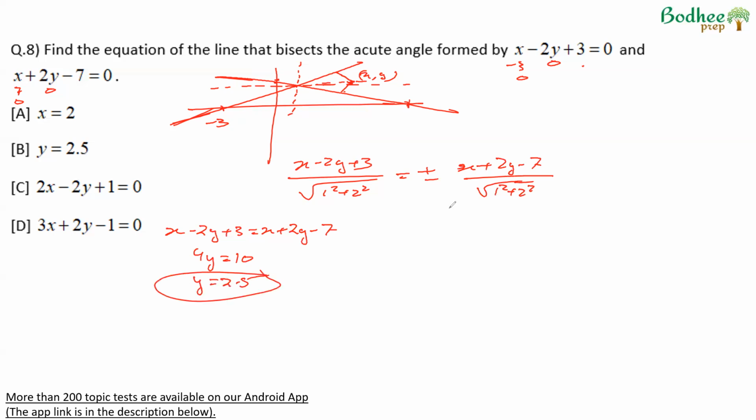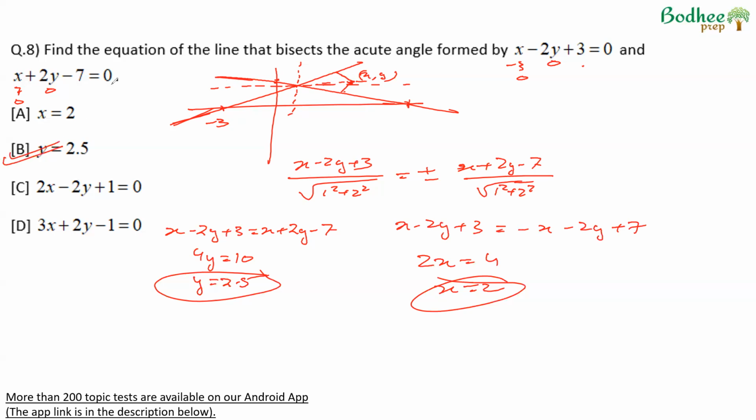This is one possibility. The other is we take the negative: x minus 2y plus 3 is equal to minus x minus 2y plus 7. 2y and 2y cancel. 2x is equal to 4. x is equal to 2. These are the two bisectors that we'll get. By the placements of the line, it is kind of clear that this angle will be the acute angle. This is a line for which y is constant, so B becomes my answer. y is equal to 2.5.